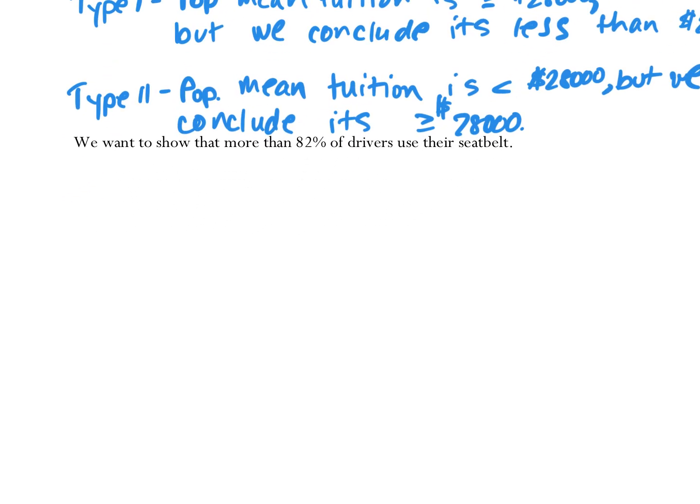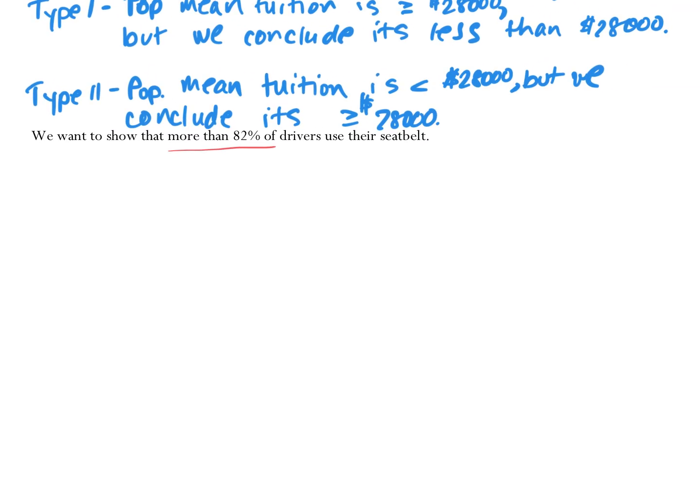So we want to show that more than 82% of drivers use their seatbelt. So that's a percentage. So now my null and alternative. This would be P is greater than 0.82. Making this one less than or equal to.